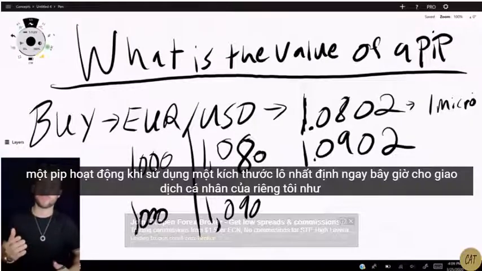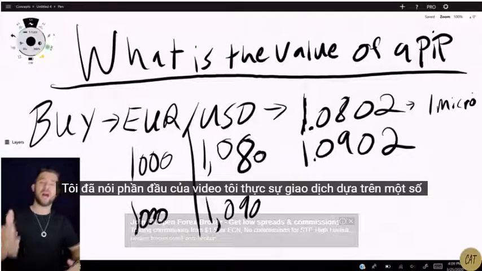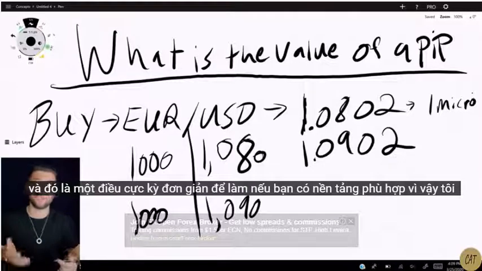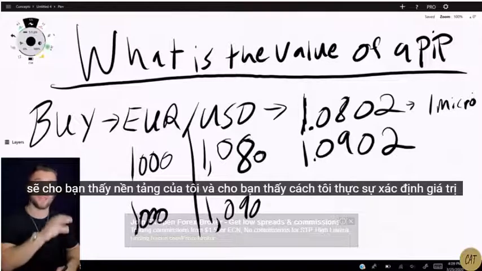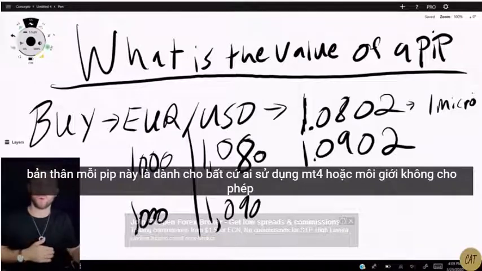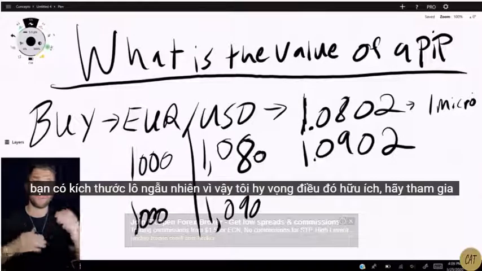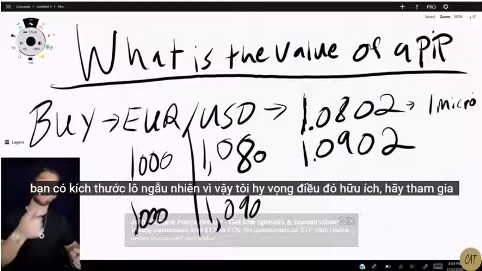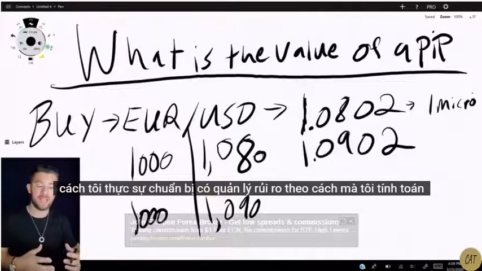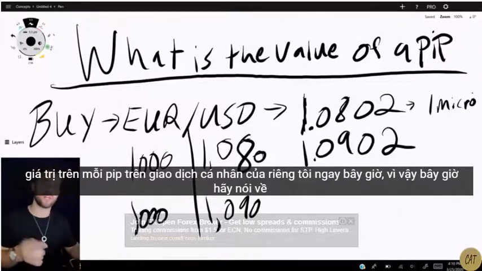Now, for my own personal trading, as I said at the beginning of the video, I actually trade based on a certain percentage of my account value. So the lot size is always a random number, and that's an extremely simple thing to do if you have the right platform. So I'm going to show you my platform and show you how I actually determine the value per pip myself. This was for anyone using MT4 or a brokerage that doesn't allow you to have random lot sizes. So I hope that was helpful. Let's break into the way I actually prepare, have risk management, the way that I calculate value per pip in my own personal trading right now.